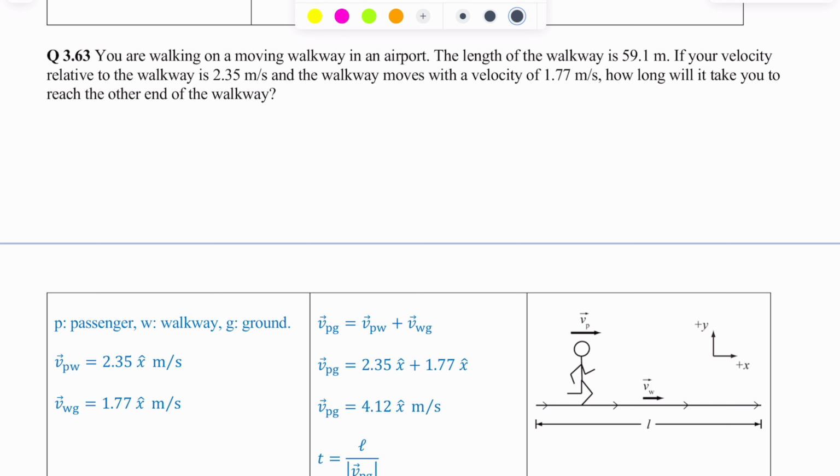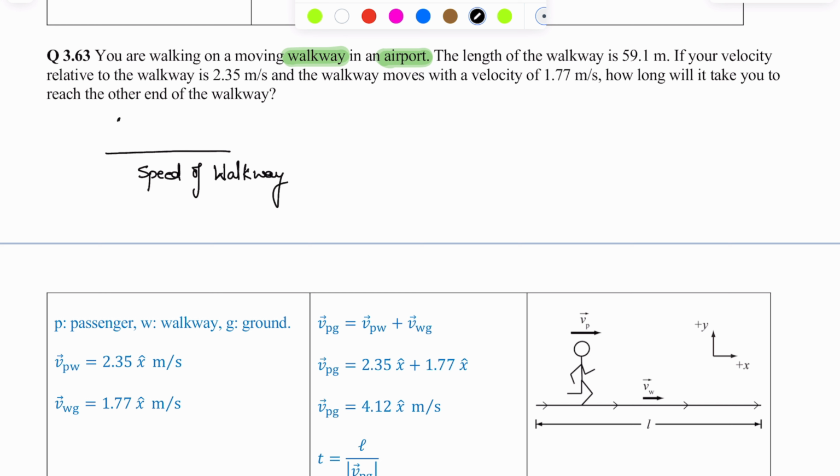Now question number 2. You are walking on a moving walkway. What is the meaning of walkway? You see this type of thing in airports, a walkway which keeps on moving, or even in malls you will see stairs which keep on going up or down. So there is a speed of the walkway. If a person is on it, let's say the person is moving with a speed of 10 and the walkway speed is 2. What is the net speed? Can I say 10 plus 2, which is 12? This is the simple thing.